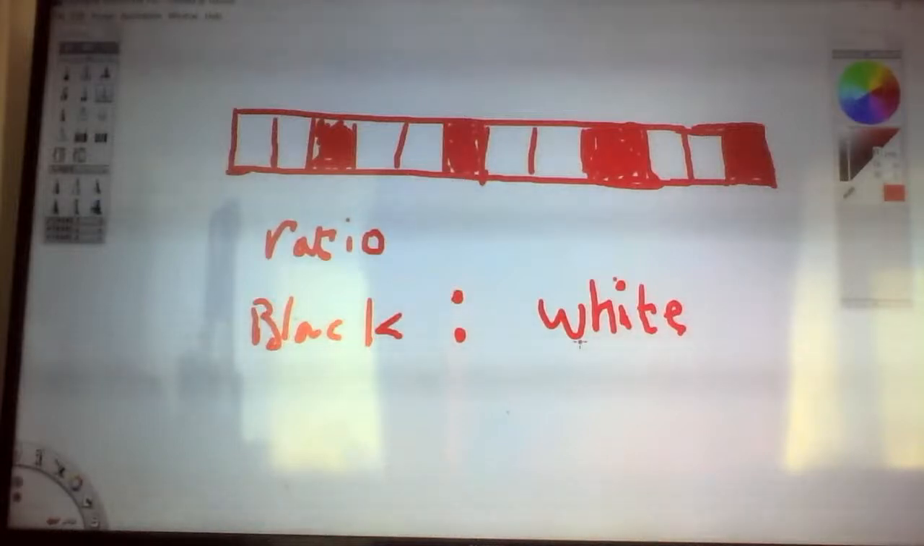So the ratio of black to white simply is, the wording is important. Remember what I said, the wording is really, really important.